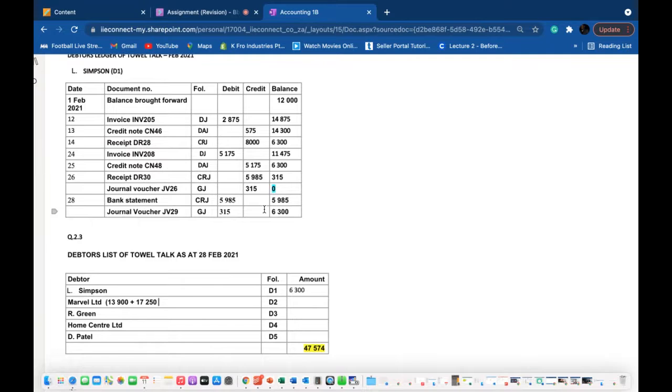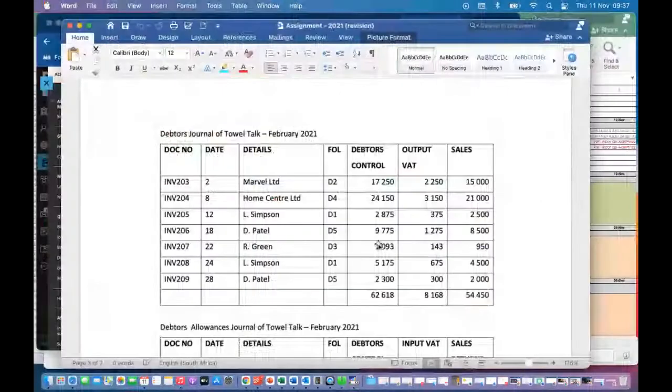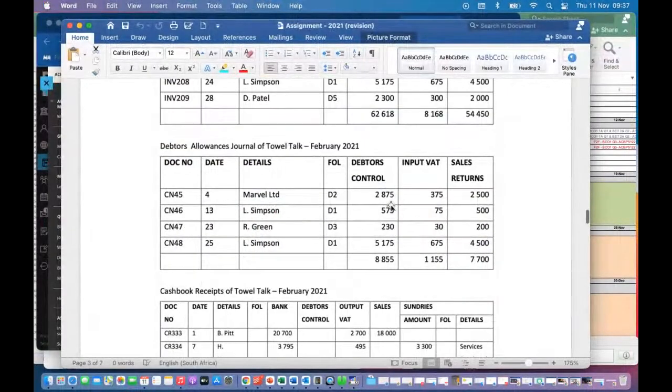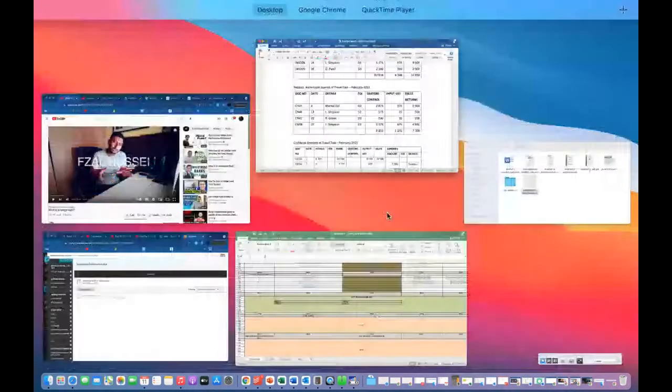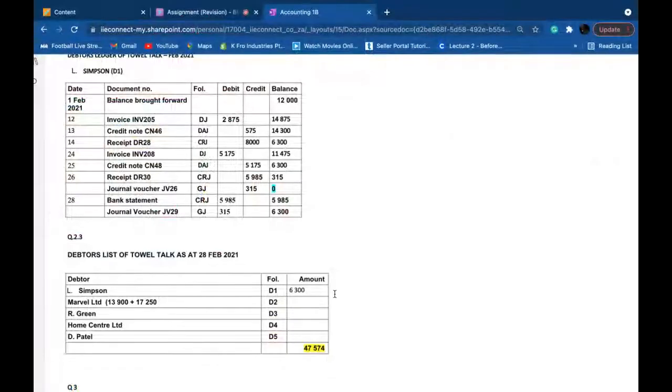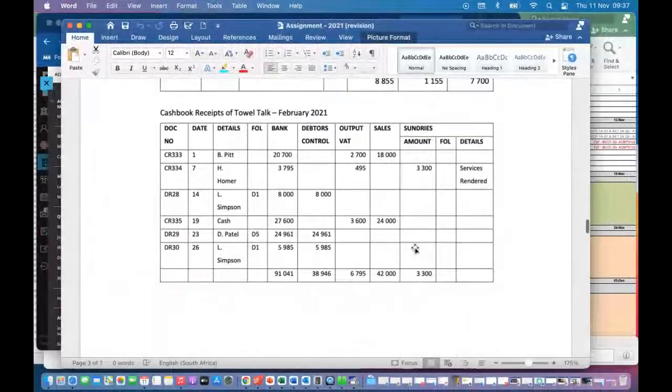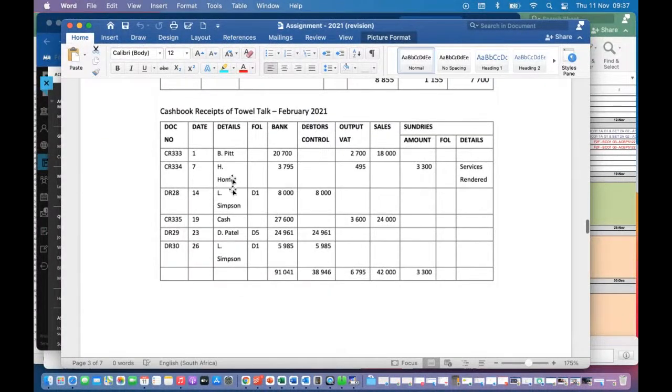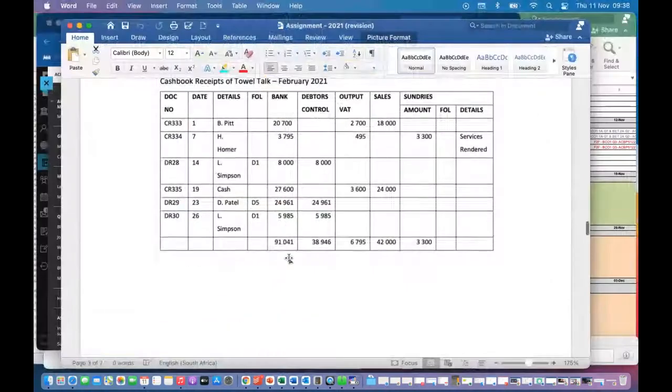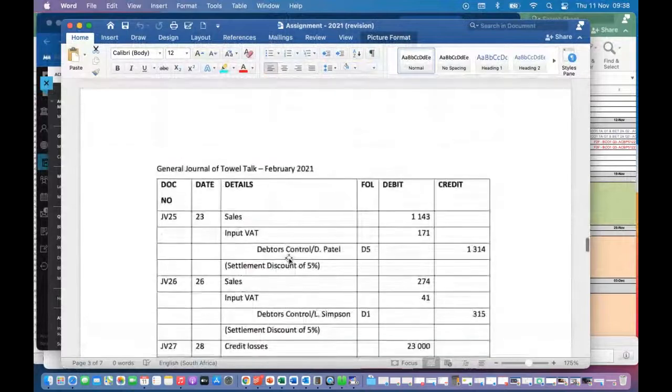You come here, you say plus 17,250. Okay. Did we have anything in the debtors allowance? Yes, we did. There's that 2,875. Cool, no problem. Minus 2,875. Okay, cool. Any other transactions? Let's see. The cash receipts. Did Marvel pay us anything? Nothing under details in reference to Marvel. Okay, so that's fine. Let's skip that. We go to the next one.